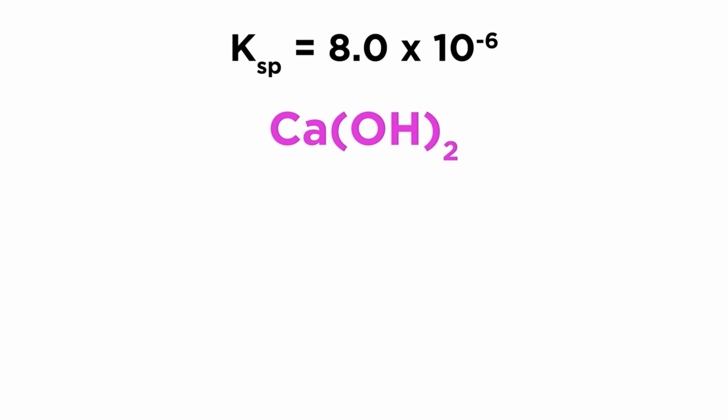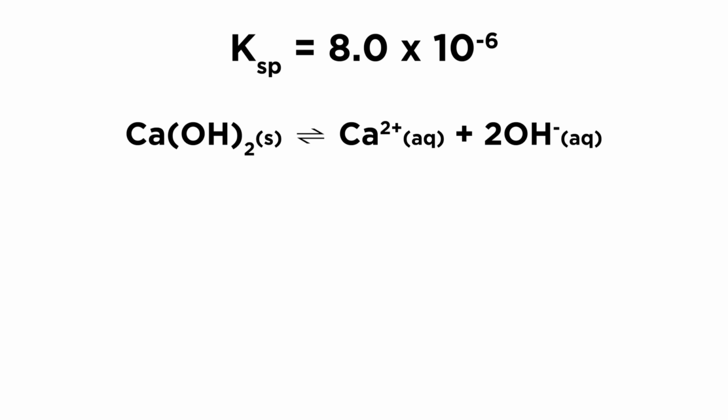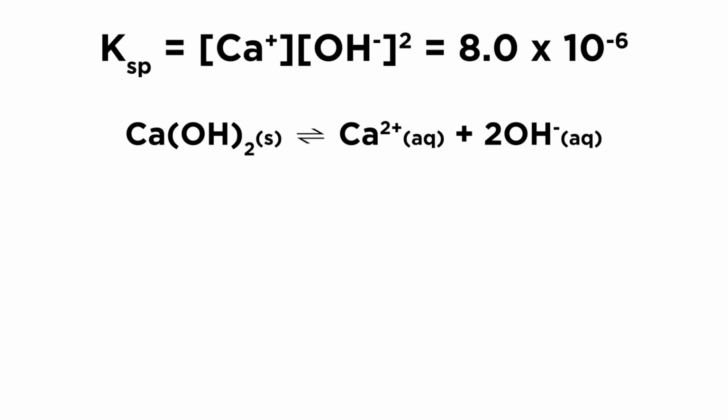Let's look at calcium hydroxide, which has a Ksp of 8.0 times 10 to the negative 6. Say we place this in aqueous solution, which will produce some calcium ions and hydroxide ions. Again, let's write the Ksp expression, noticing that the hydroxide concentration must be squared, as there will be 2 hydroxide ions for every formula unit of calcium hydroxide that dissolves.